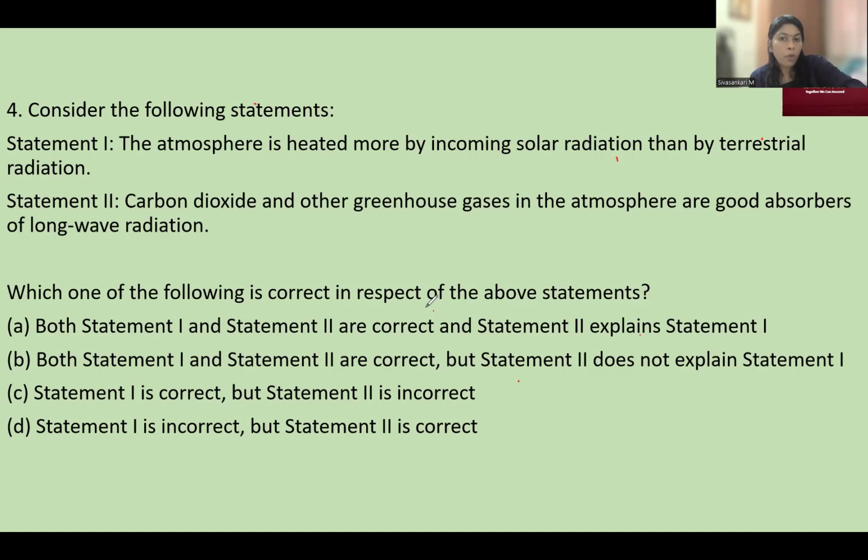That the atmosphere is heated more by incoming solar radiation than by terrestrial radiation. No, that is totally wrong. So this statement is totally wrong, right? And come to statement 2: carbon dioxide and other greenhouse gases in the atmosphere are good absorbers of long wave radiation. This is right. This is a static area. It's not a dynamic question.